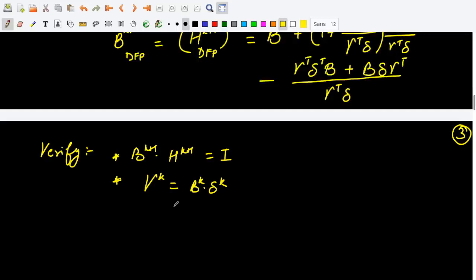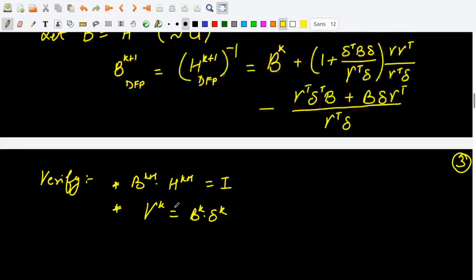Why we wrote this B is important because this formula for a rank 2 update which preserves the quasi-Newton condition is not unique. We can find in fact infinitely many formulas for updating H which differ by rank 2 matrix and also satisfy the quasi-Newton condition.